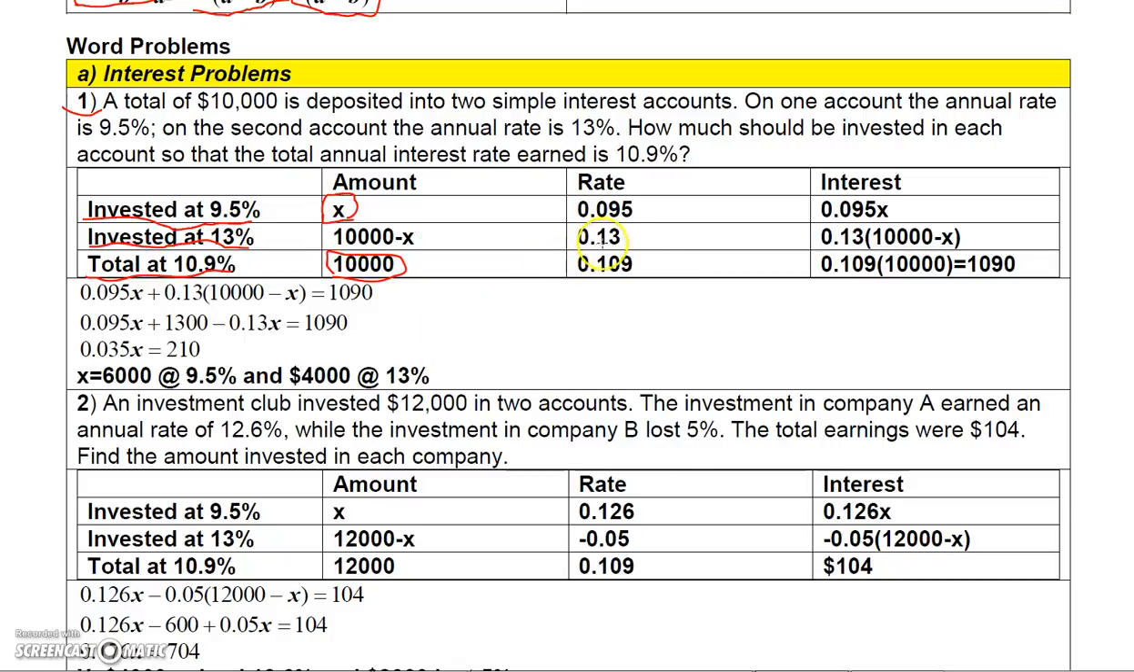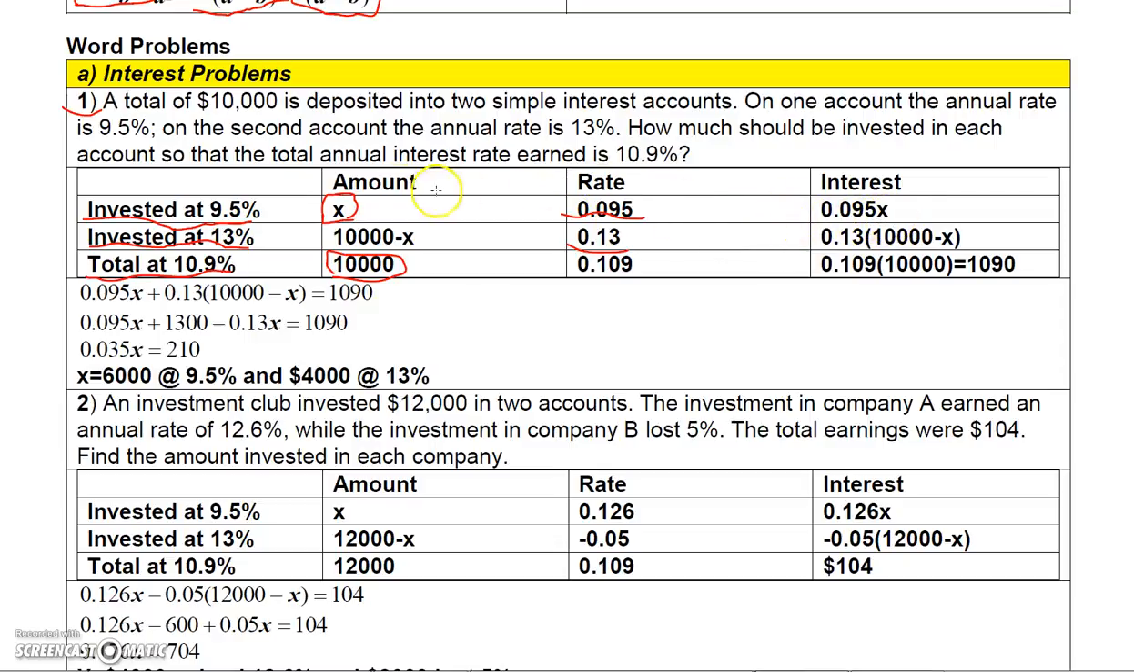Now, we're given the rates that we're going to earn. We're going to earn a 9.5% rate. You have to write that as a decimal. And a 13% rate. That's what we're going to earn on the two investments. Now, since this is for 1 year and interest is principal times rate times time, I can just do principal times rate because time is 1 for 1 year.